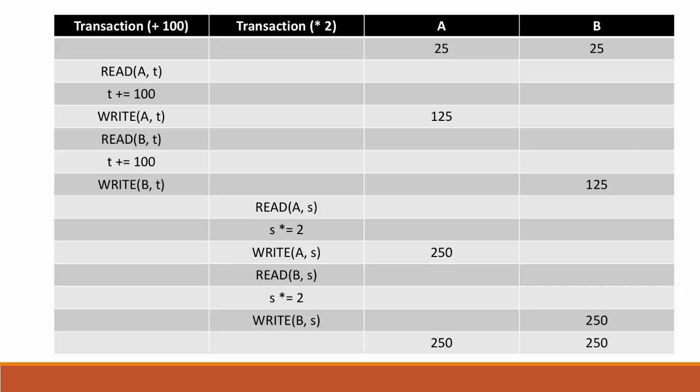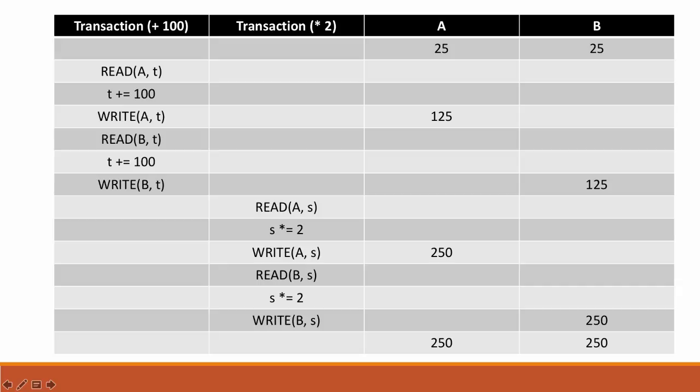So they start off both at 25. I read from A, which is 25. I add 100 to that. And then I write to A. So now, after this write state, A is 125. And now I read from B, add 100 to that, write to B. And now B is 125. Now I could have just repeated 25, 25, 125 all the way down, but you can just assume if I don't say what the state is, it means it's unchanged from a previous state. Okay, so after the first transaction's done, the state of A and B is both 125.